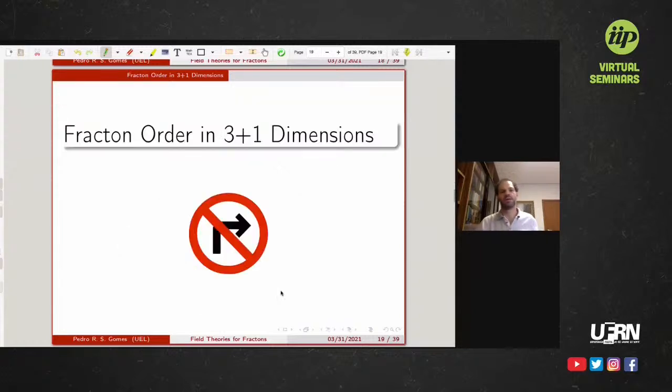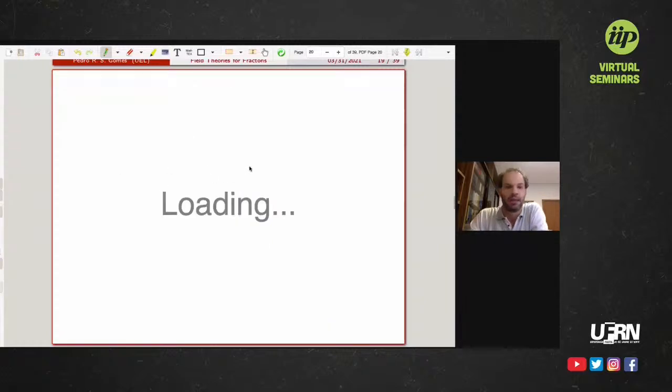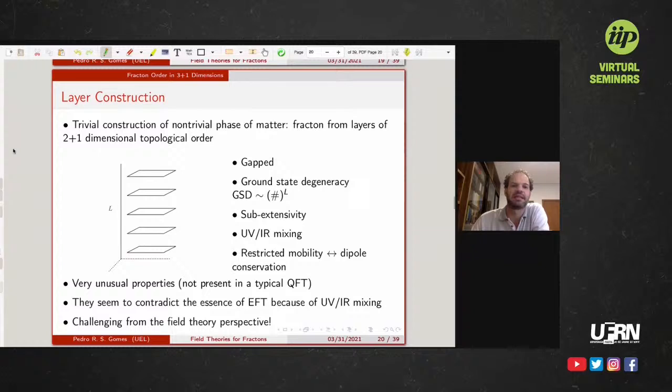Okay, so now I will move to the case of fractons. We are ready to construct this kind of system. And before discussing some specific model of fractons, I will try to use this kind of layer construction, using the 2+1 dimensional topological order as a kind of building block. Of course, this is a trivial construction of a highly non-trivial phase of matter.